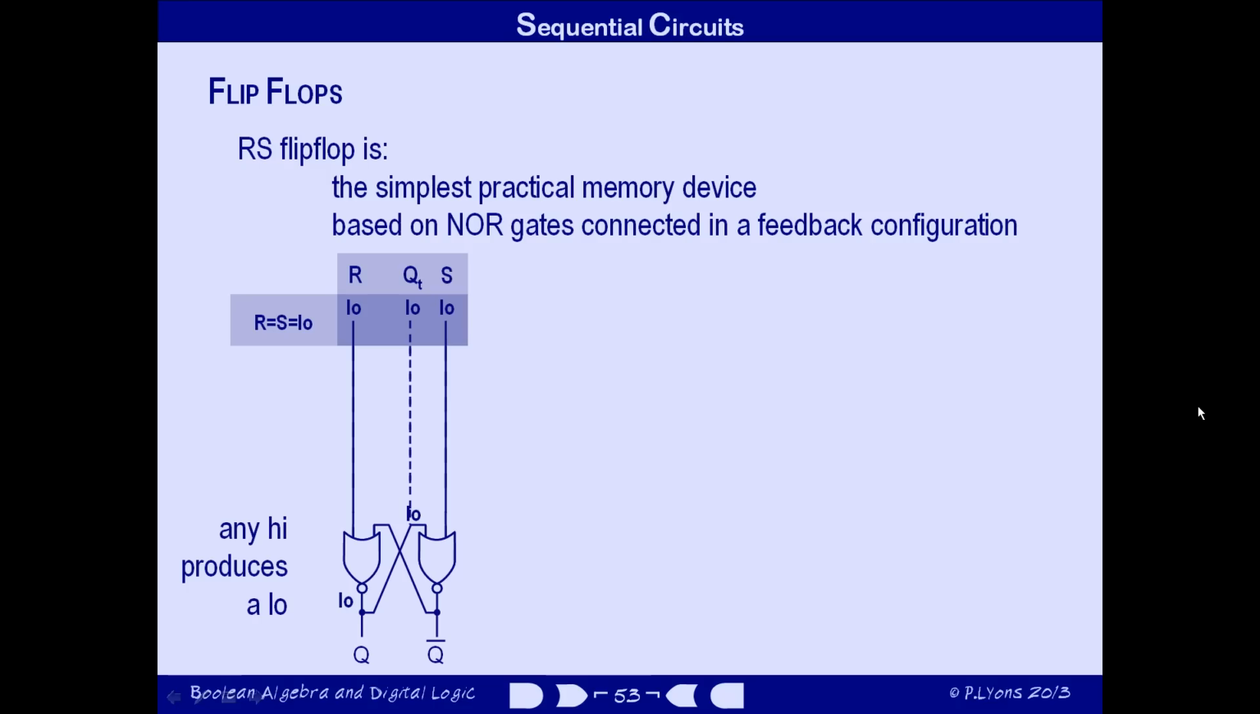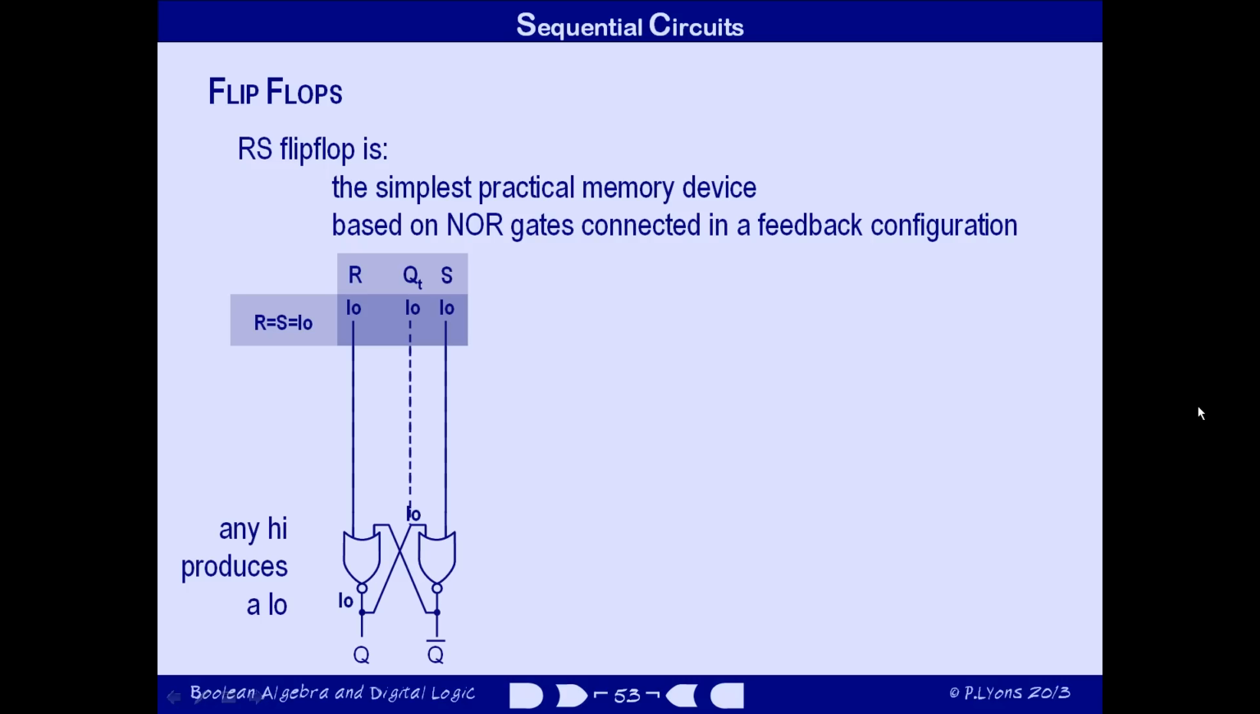And that's why I've labelled this column in the table as Q subscript T. That's to indicate that it's the value of Q at a particular time. At some time t, the output Q has one value, and a short time later, at time t plus 1, its value will be, or at least may be, different. We'll put that value into a separate column in a moment.